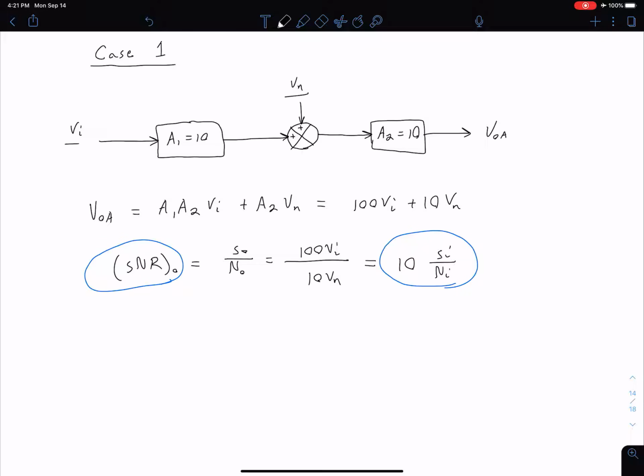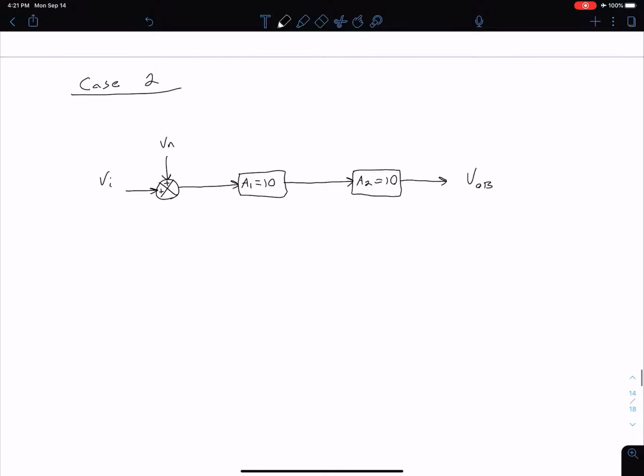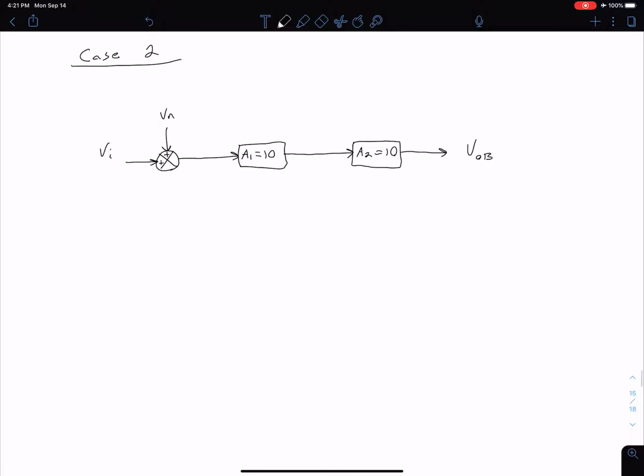Let's move on to our second case, where the only thing we're going to adjust is that we've moved our noise such that it is being added to our input before it even goes through our amplifiers. So what we can say now is that our V output B is equal to A1 and A2 being multiplied by Vi, but now we also have A1 and A2 being multiplied by our noise voltage Vn. Plugging in the values for gains, we have 100 Vi plus 100 Vn.